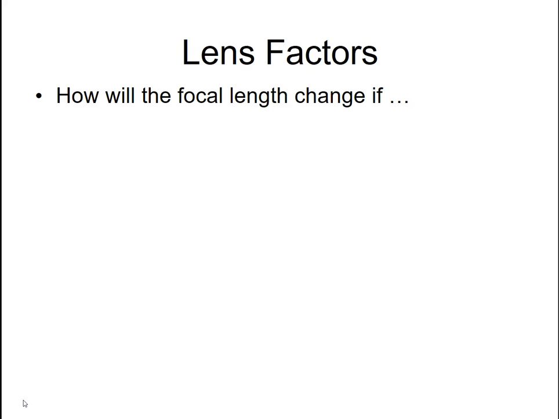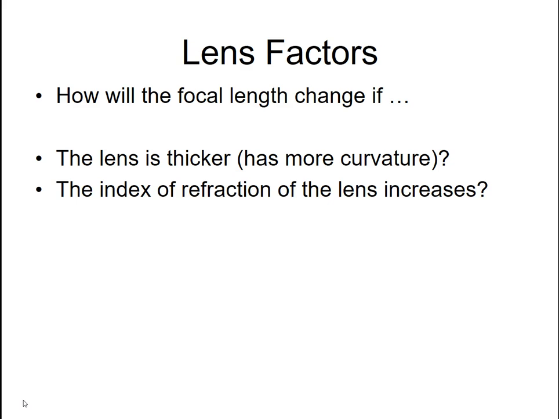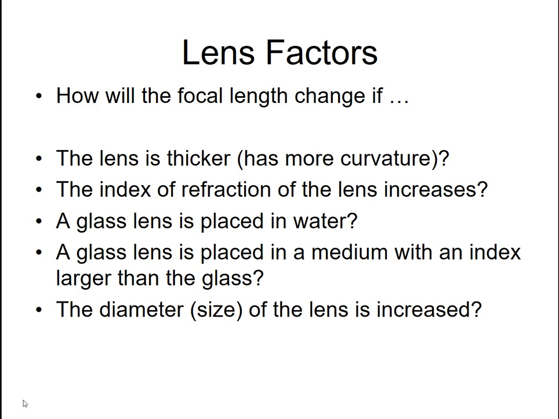So next, I have a series of questions that I'd like to ask you, and I'd like you to take a moment to answer these. Push pause and answer these before moving on. So what I want to know specifically is how will the focal length change if, number one, the lens is thicker, number two, the index of refraction is larger, number three, if you take your lens and you place it in water, number four, if you take your lens and now place it in a medium with a greater index than the glass itself. And number five, the size of the lens increases. So not the thickness, but the size.